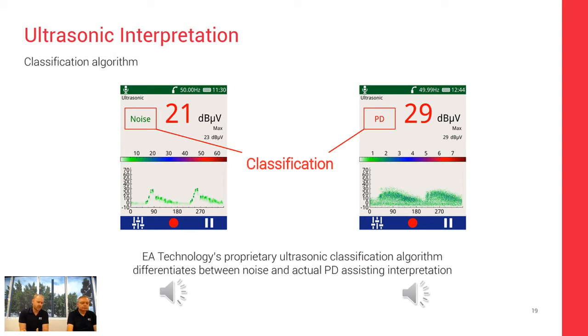So I'll just play the one on the left-hand side. This is a sound that's produced by magnetic noise. This would have been listening to a VT, and it's the sound that the VT is giving off as it's transforming electricity.